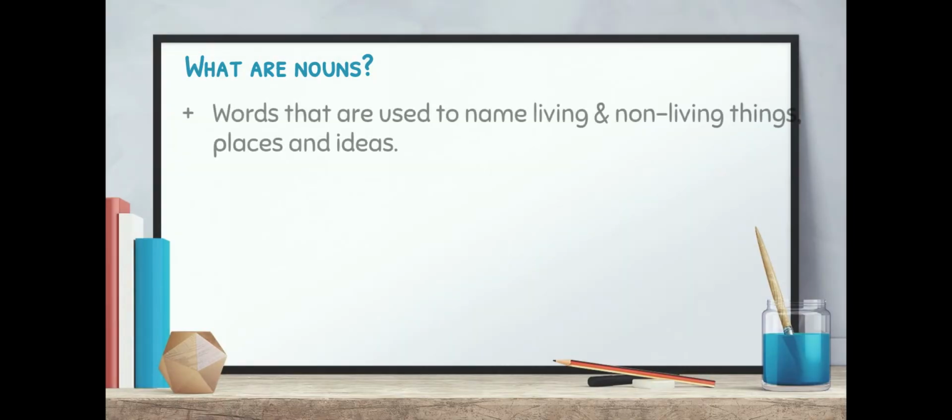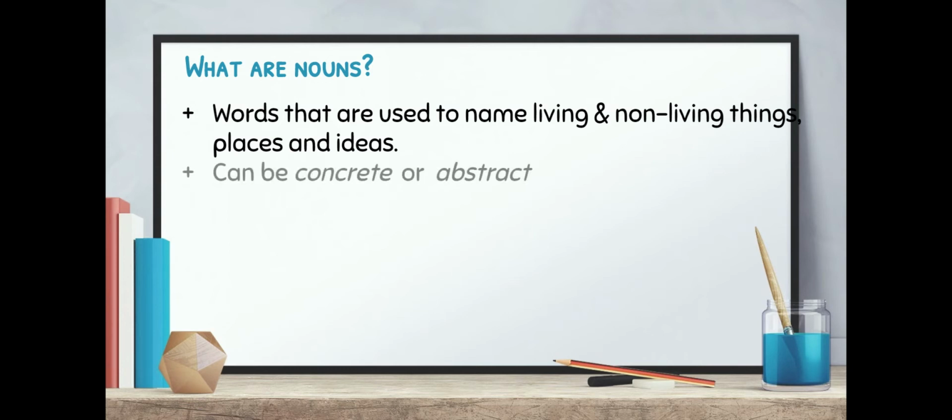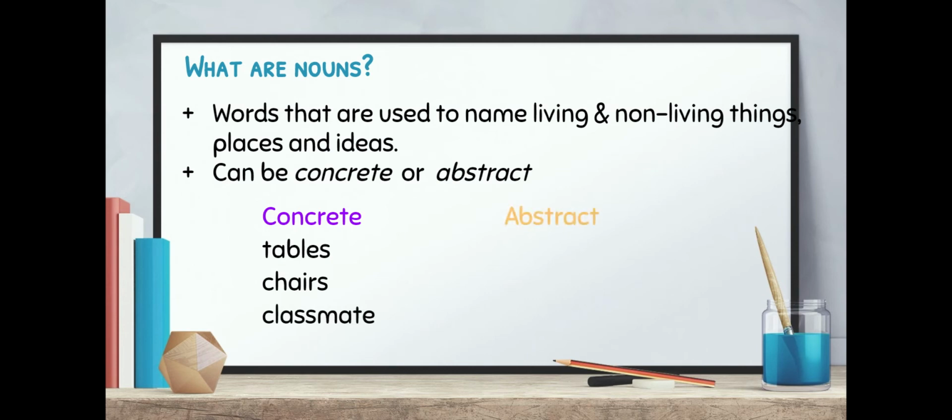What are nouns? They are used to name living and non-living things such as people, places, and ideas. They can be concrete or abstract. Concrete nouns are those that you can see, hear, touch, smell, and taste. Abstract nouns are those that you cannot experience with your five senses. Some examples of concrete nouns are tables, chairs, and classmate. Some examples of abstract nouns are hunger, lesson, and dream.